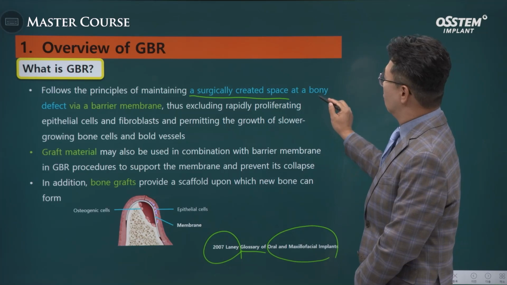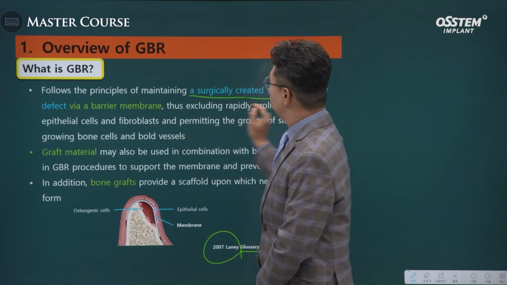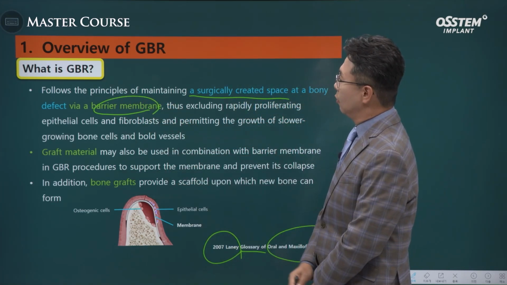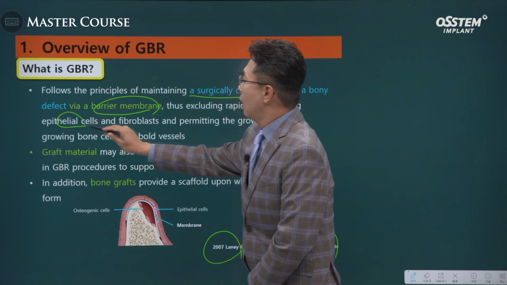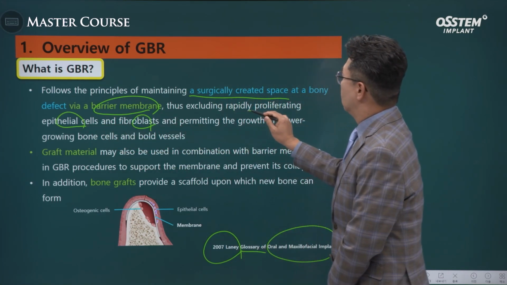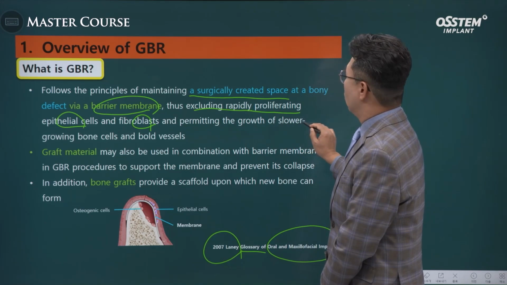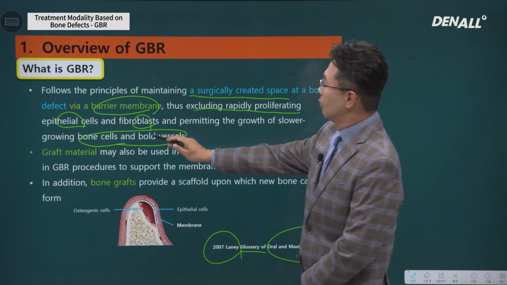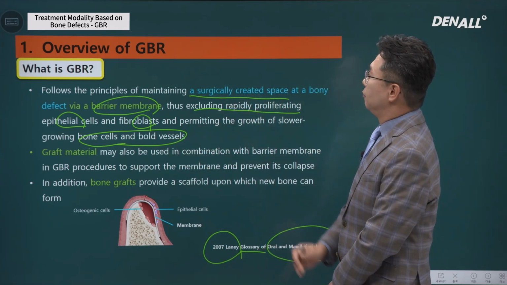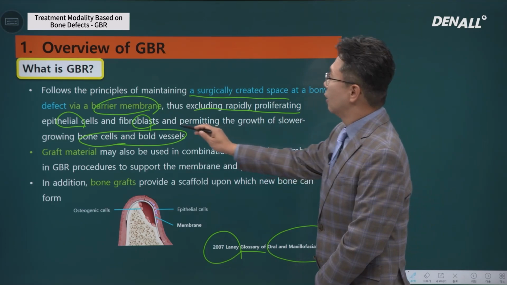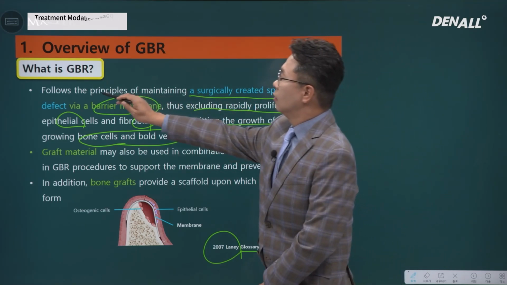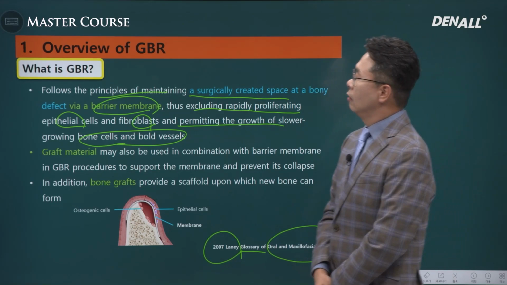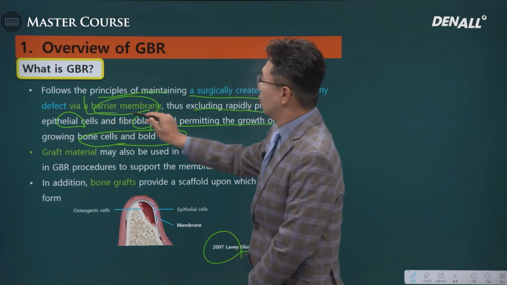GBR follows the principles of maintaining a surgically created space at a bony defect via a barrier membrane, thus excluding rapidly proliferating epithelial cells and fibroblasts and permitting the growth of slower growing bone cells and blood vessels. There's a bit of typo here. This is the definition of GBR. What is most important is membrane.